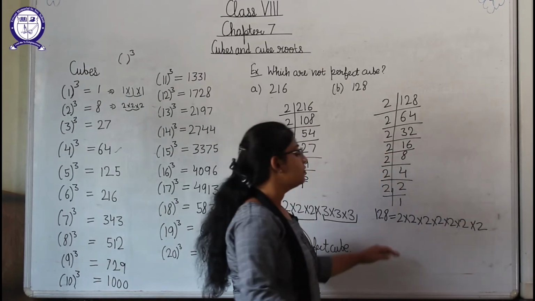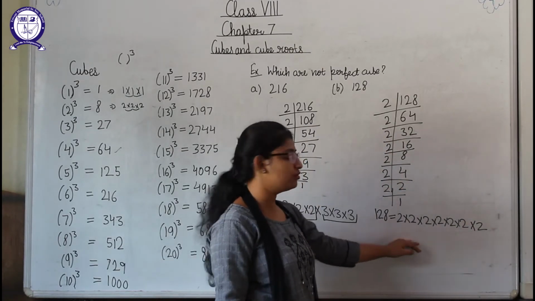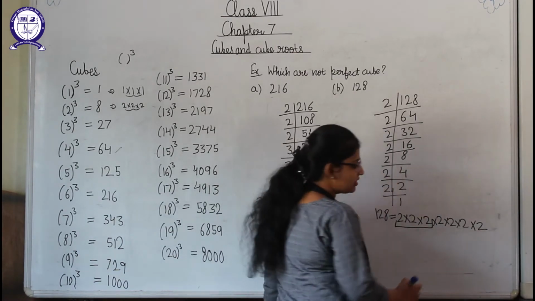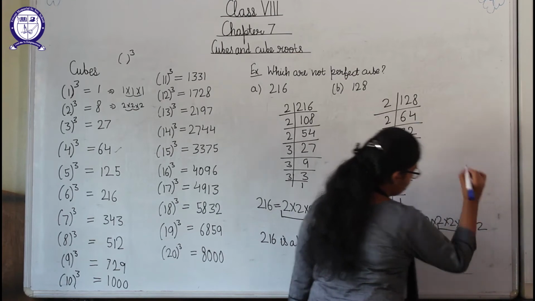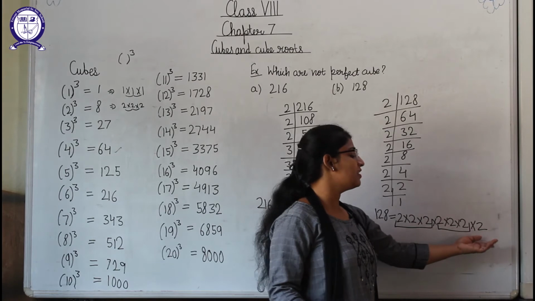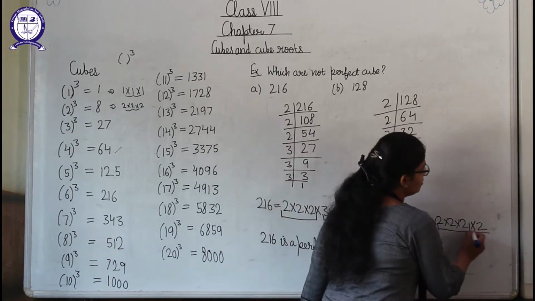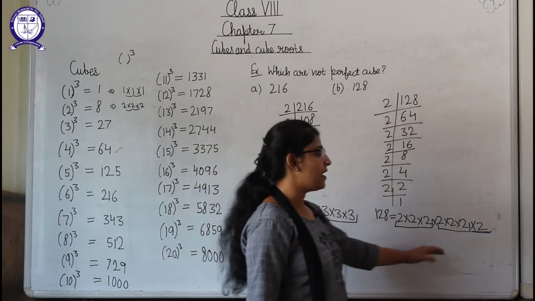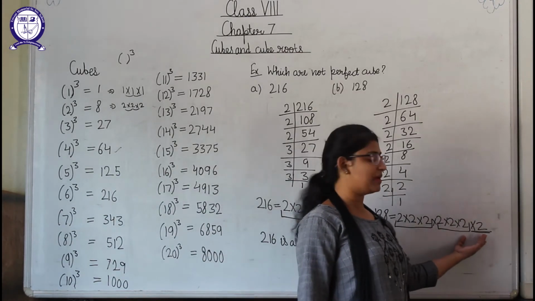Okay. Now for the perfect cube, what we have to do? We have to do the grouping of 3. So here these 3 twos can be grouped, and these 3 twos can be grouped. But here if you see, students, this 2 is left out. So we will say that this is not a perfect cube, as all the numbers are not included in the grouping.